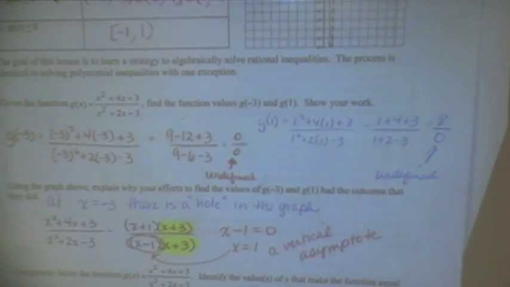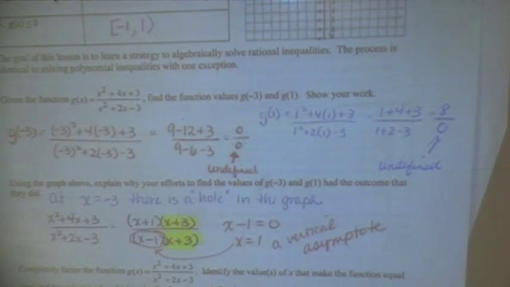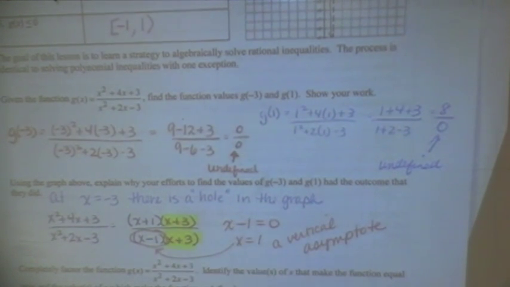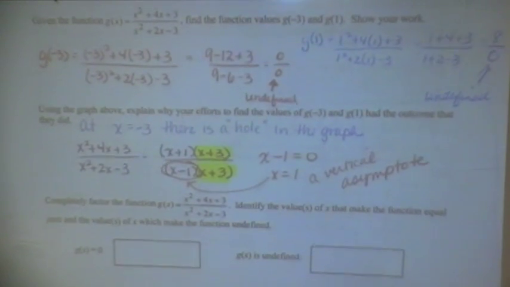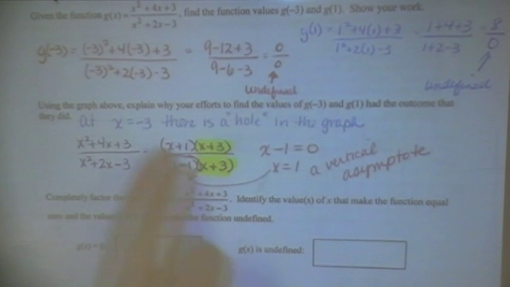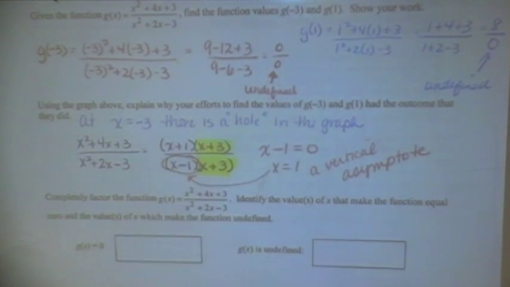So if you remember back, we did a page in Algebra 2 called Remove the Hole. And that's when we identified the holes. So you factor, identify the hole, and then you recognize that whatever's left in the denominator is going to be your vertical asymptote. Okay, so it says completely factor the function. We already did that. We did it right up here. Identify the values that make the function equal to 0 and the values which make the function undefined.